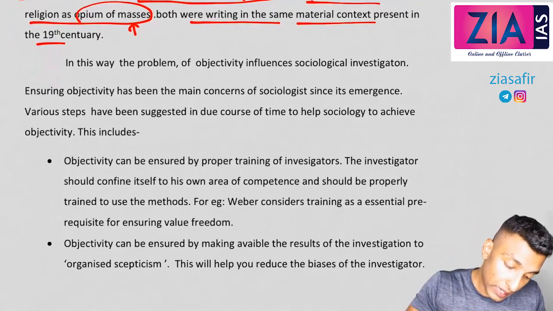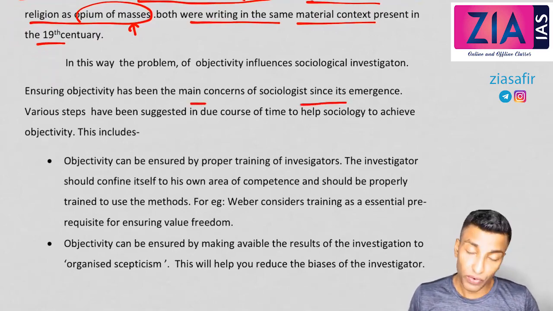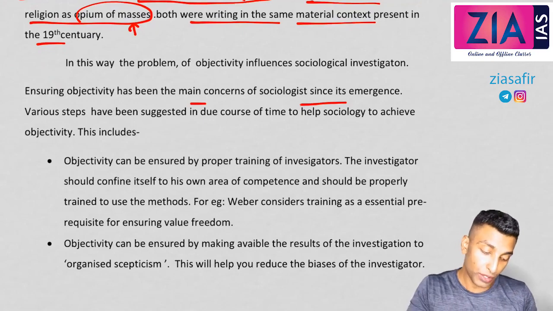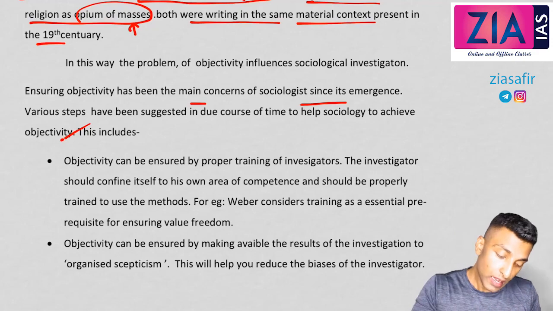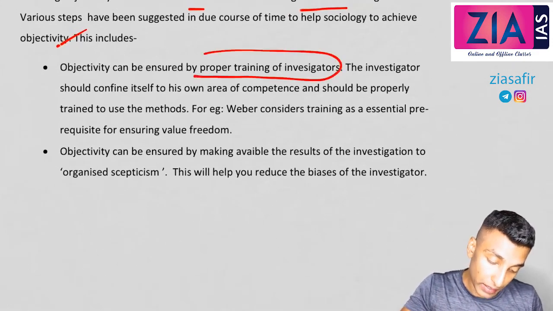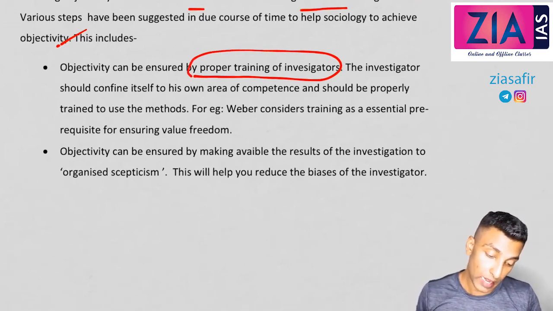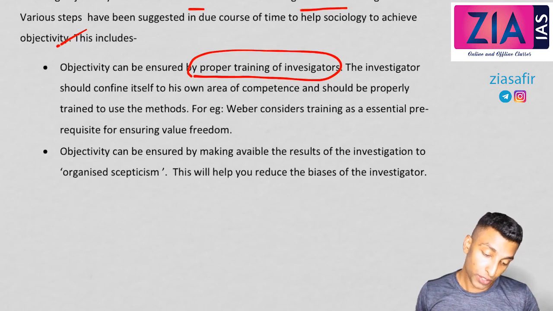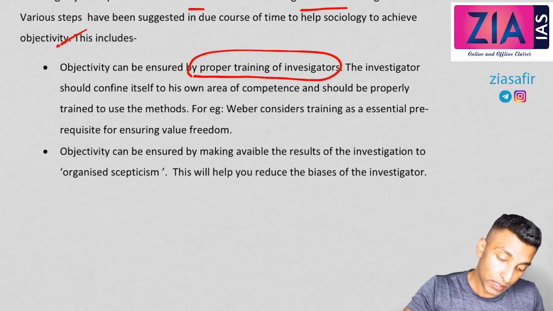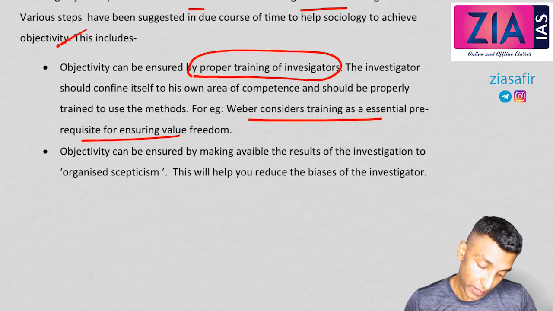Now, ensuring objectivity has been the main concern of sociologists since its emergence. Various steps have been suggested in due course of time to help sociology to achieve objectivity. Which are they? Objectivity can be ensured by proper training of the investigator. The investigator should confine himself to his own area of competence and should be properly trained to use the methods. For example, Weber considers training as an essential prerequisite for ensuring value freedom.